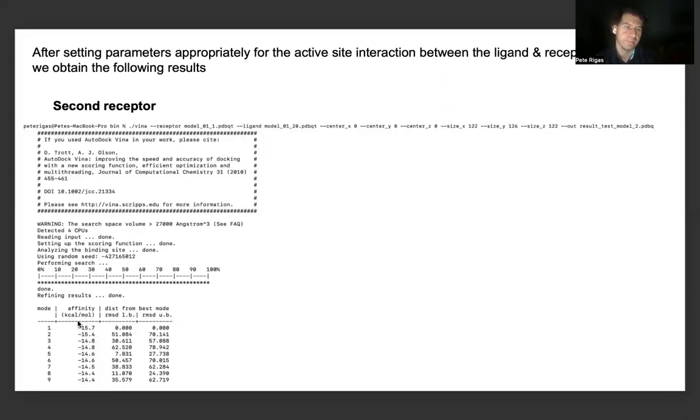here, which range from negative 15.7 kilocalories per mole to negative 14.4 kilocalories per mole, as well as different values for the root mean squared distance. If we look at and compare different values, we can see that conformation 2 as well as conformation 6 have very similar values for the two values of the root mean squared difference, but that the corresponding binding affinity, which is measured in kilocalories per mole between each one of these two conformations, differs a little bit.